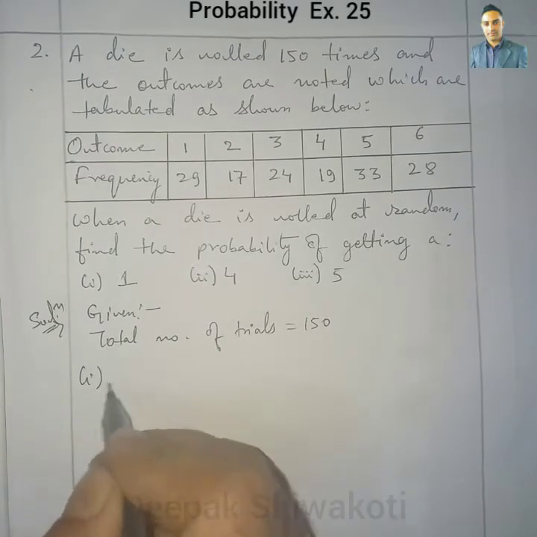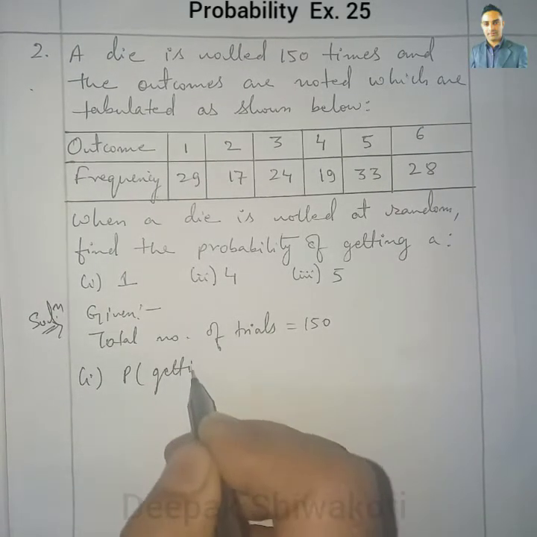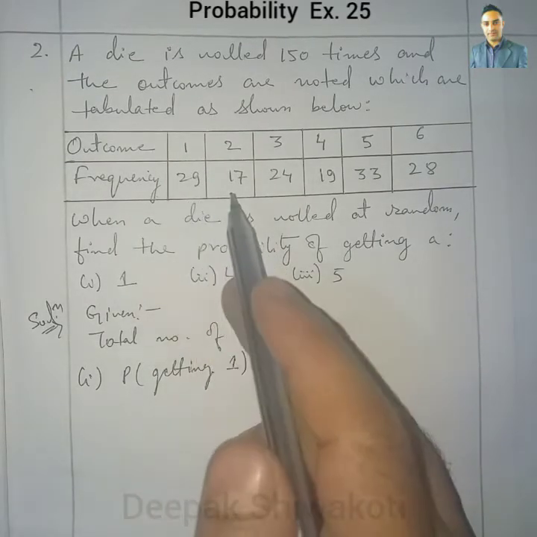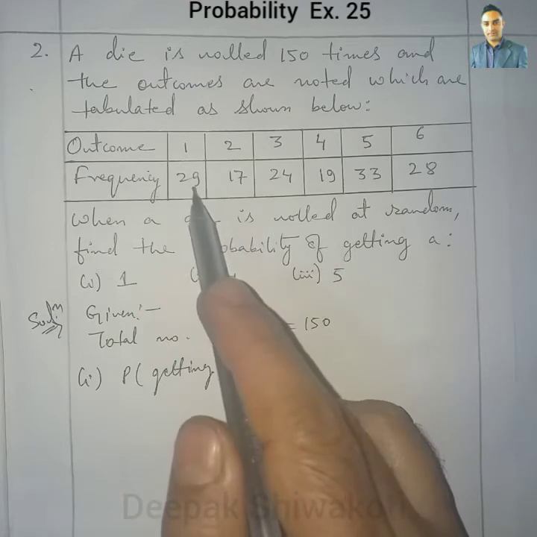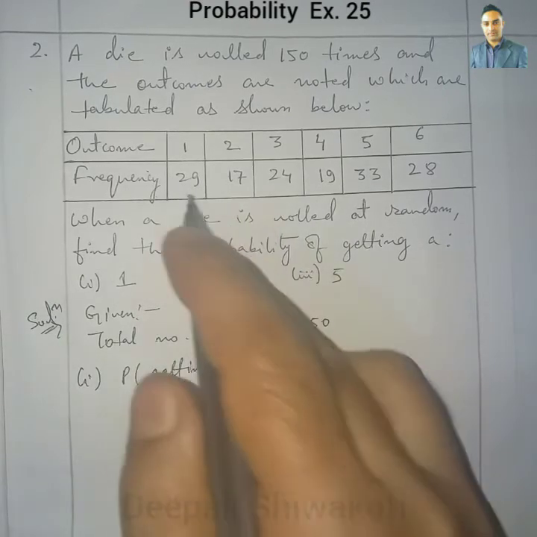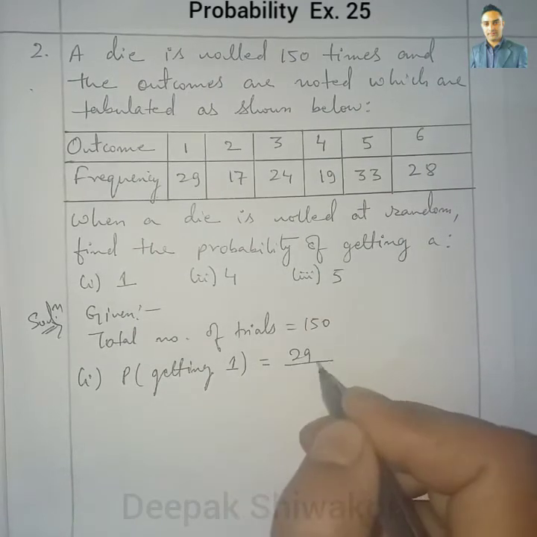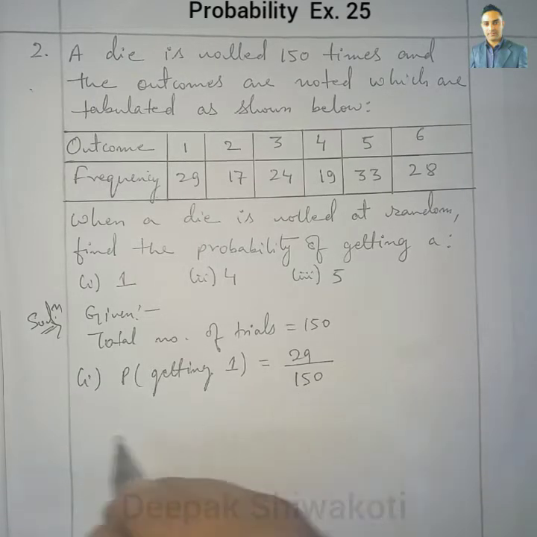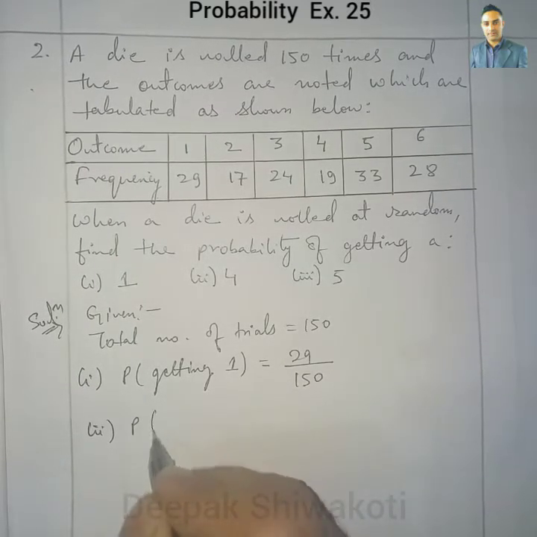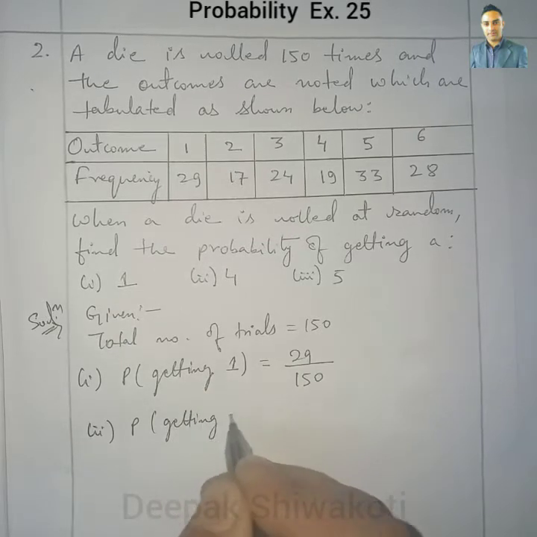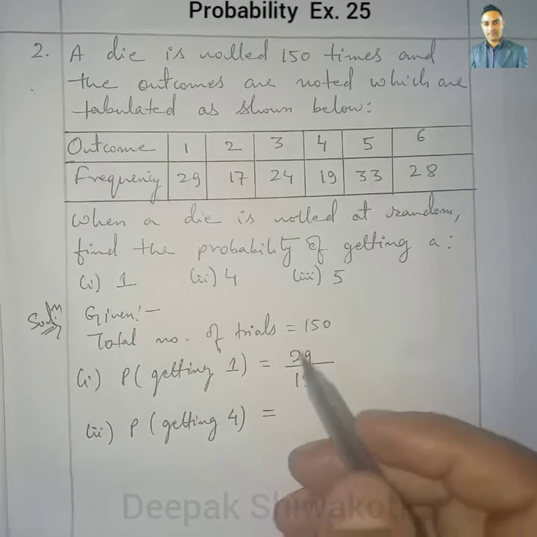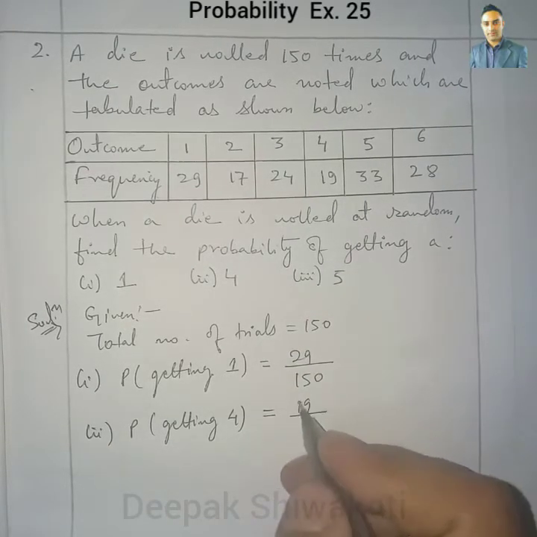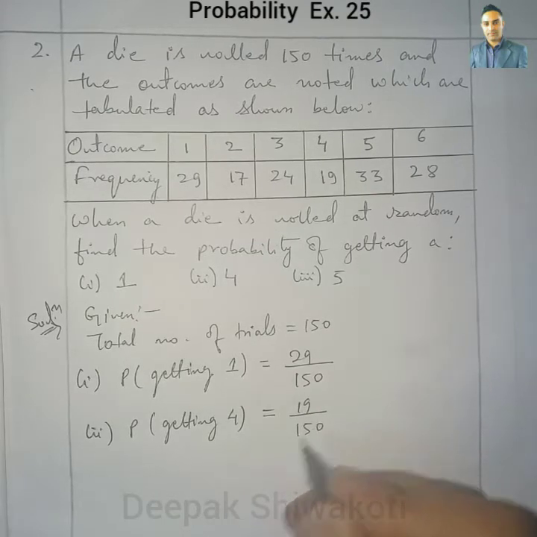So number 1, probability of getting 1 is given by the total number of times 1 obtained, that is 29, by total number of trials, that is 150. So this is the probability of getting 1. Number 2, probability of getting 4 is given by number of times 4 obtained, that is 19, and total number of trials 150.